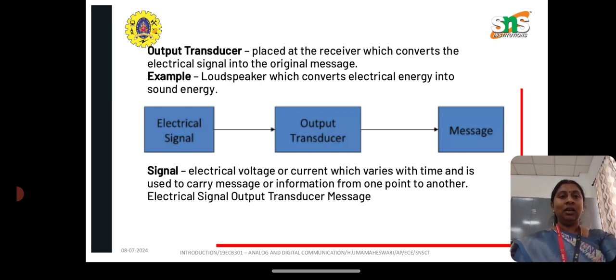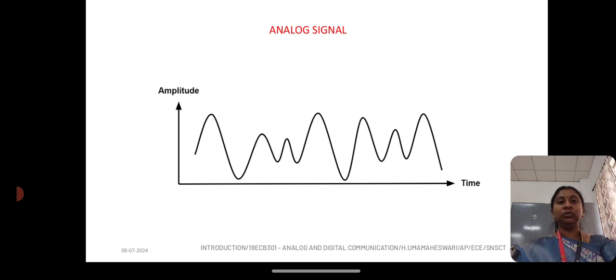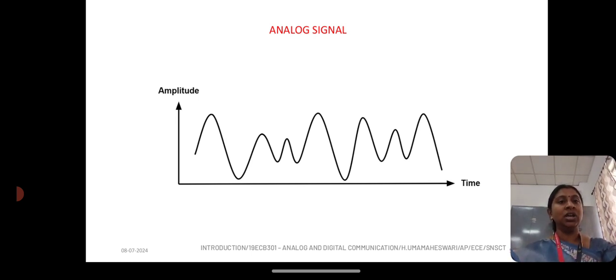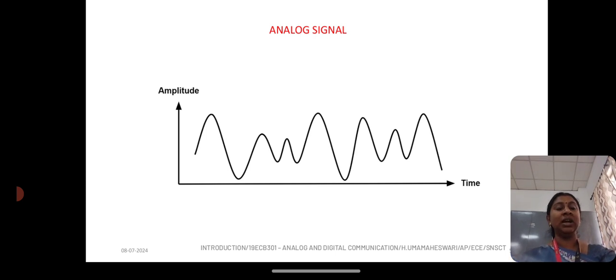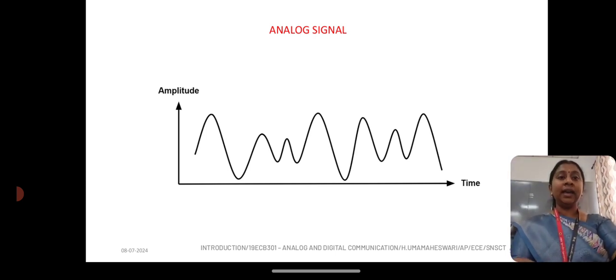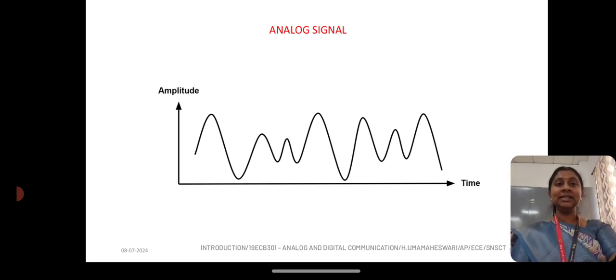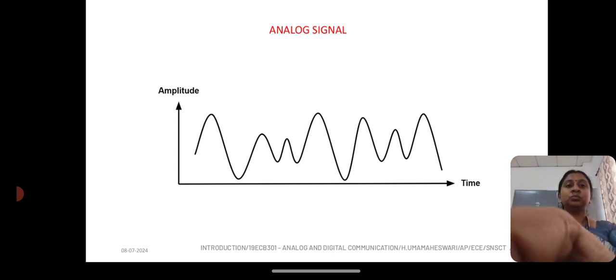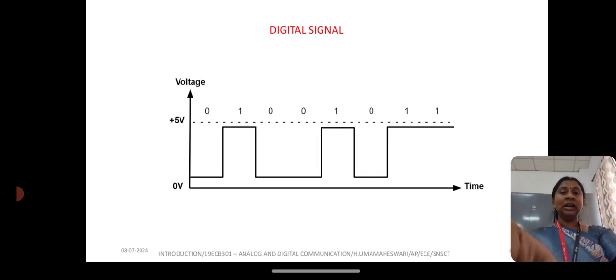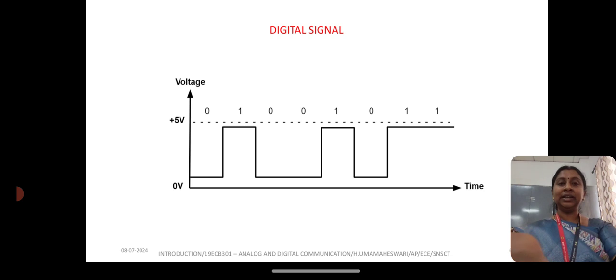Then the signal is an electrical voltage or current which varies with time and is used to carry a message or information from one point to another point. This is nothing but the analog signal, which is shown here. The waves are like a sine wave, but a digital signal has only zeros and ones included in it.